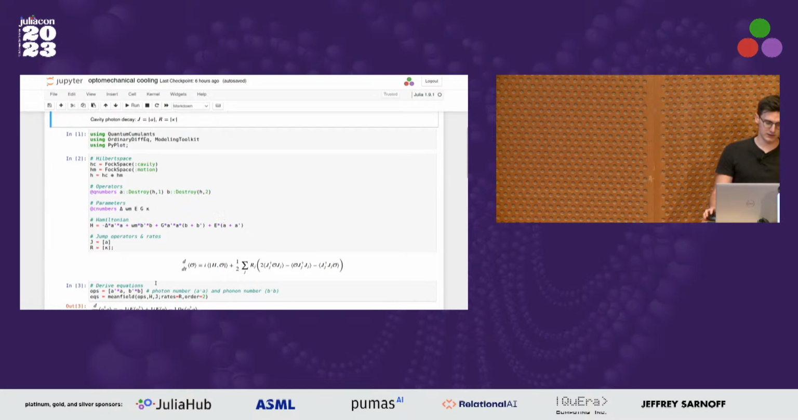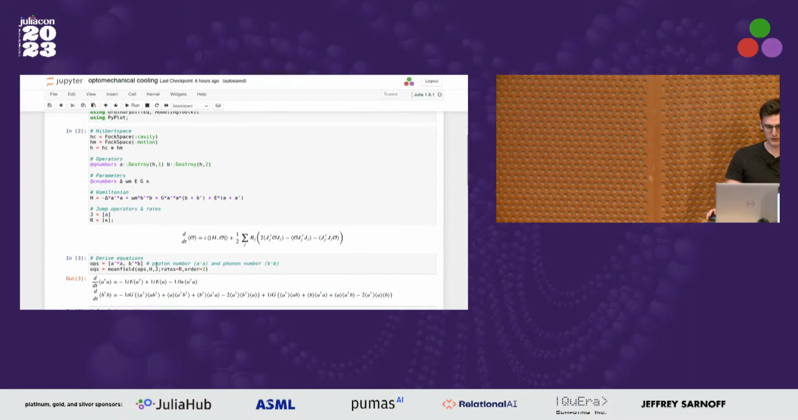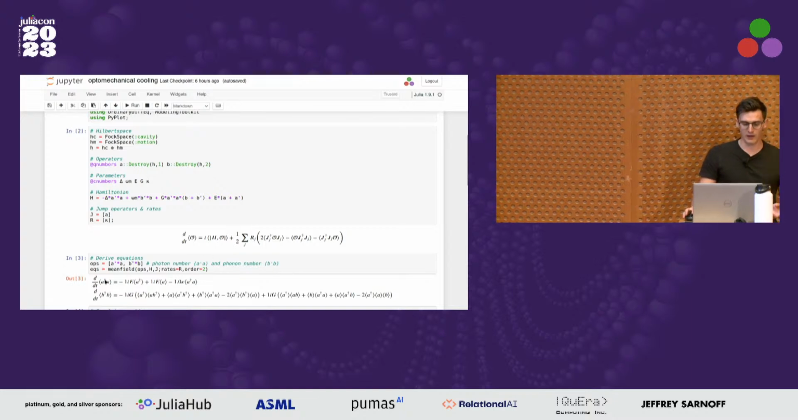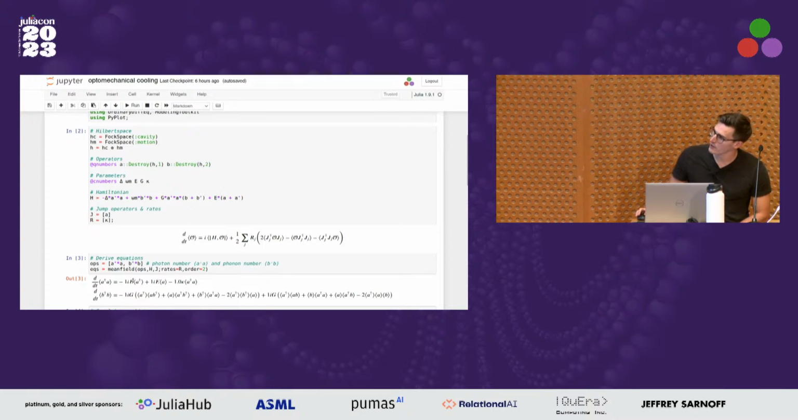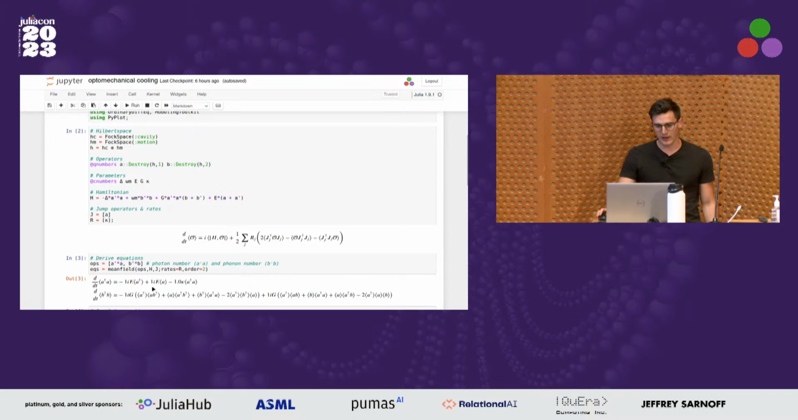Having this Hamiltonian, jump operators, and rates, we can simply use the mean field function in quantum cumulants, which derives the mean field equations for a set of operators, in this case here, A dagger A and B dagger B, which correspond to the photon number and to the phonon number, just for our Hamiltonian, jump operators, and rates. And we want to do it here up to second order. What we get are these two equations here, which are, as you see, not really complete, because on the right-hand side of the equation we have expectation values as, for example, this A dagger, which doesn't appear on the left-hand side of the equation.